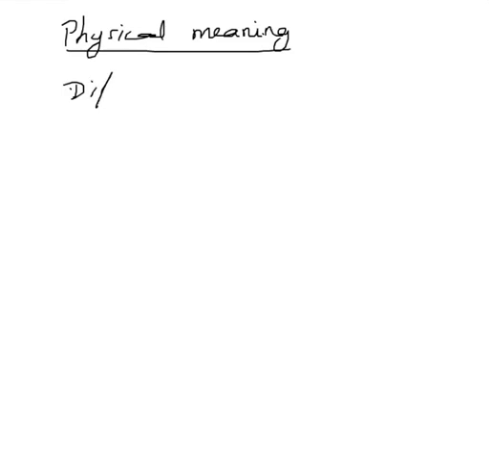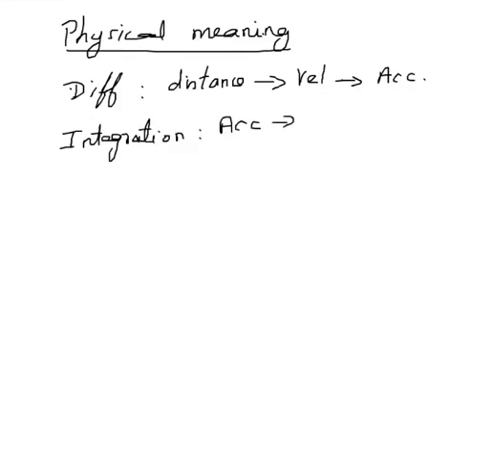Let us see the physical meaning of integration. We know that in differentiation, if you differentiate the distance traveled by a particle, the derivative gives you the velocity, and if you differentiate the velocity, it gives the acceleration. Similarly, in integration, if we integrate acceleration, we get velocity. If velocity is integrated, we get the distance traveled by the particle at time t.